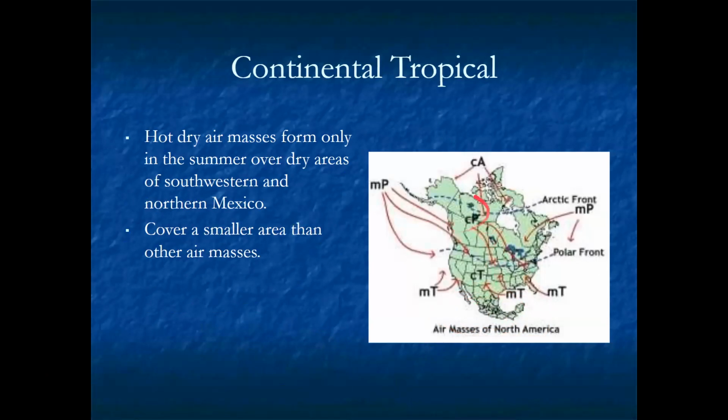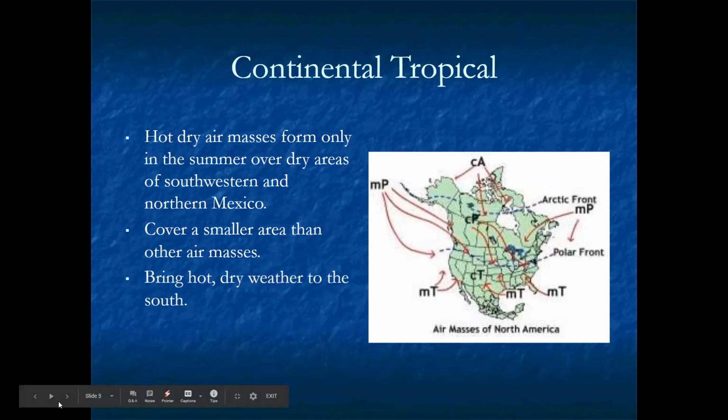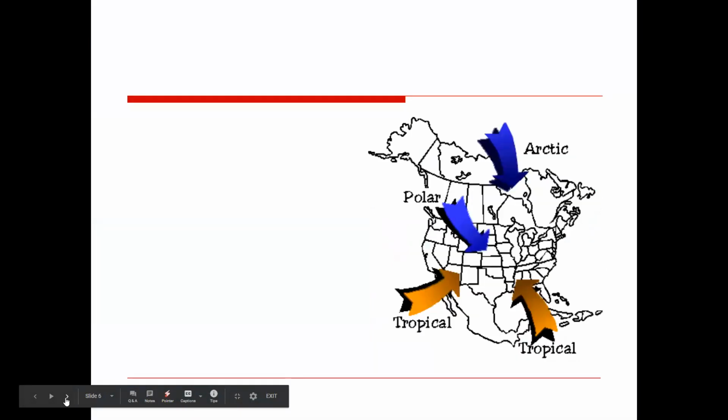We're going to see that these ones that come from up north can be quite large, but you see there's not a lot of land mass in Mexico. It gets real skinny here. So these air masses tend to be quite small and don't affect a very large area. They bring hot, dry weather to the south.